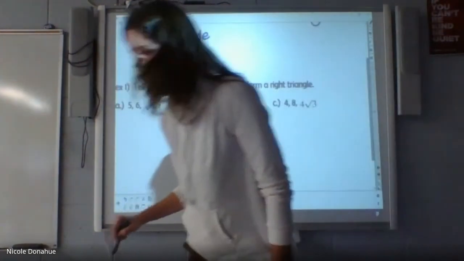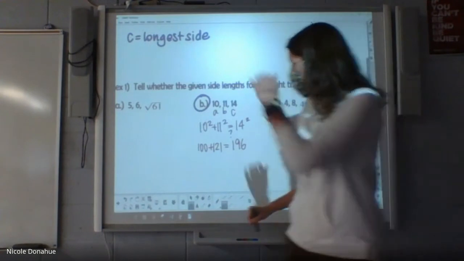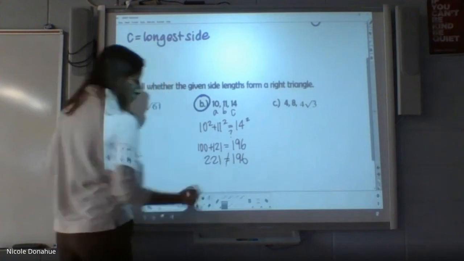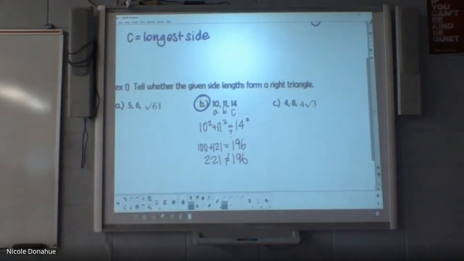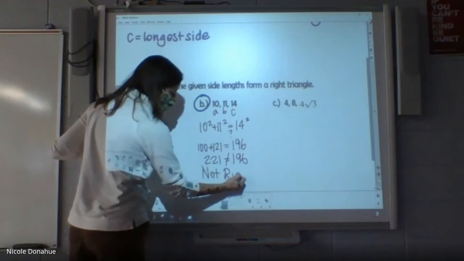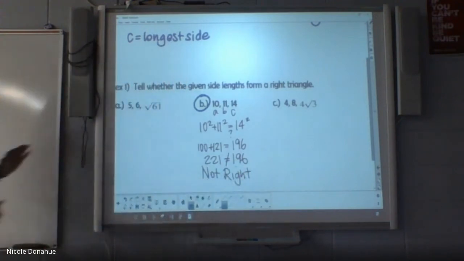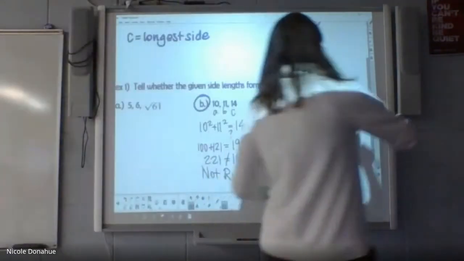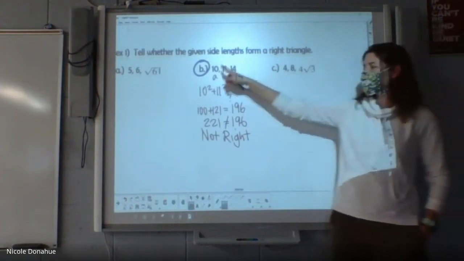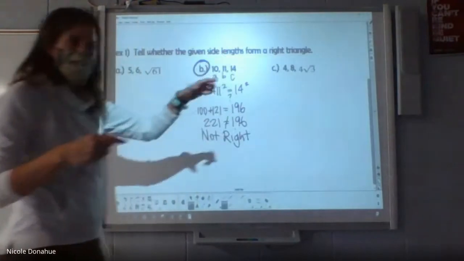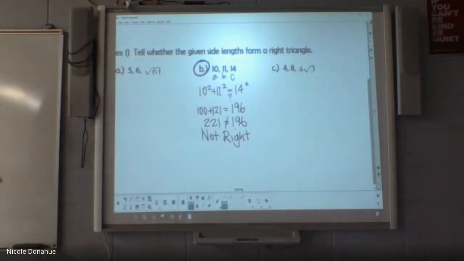So 14 squared is 196, I believe. So 221 does not equal 196, so this would not be a right triangle. Now, is this a triangle at all? Do you guys remember how we can tell if something forms a triangle? How do we know if those three sides would form a triangle? Do you remember that? Yeah. The two small sides larger. Right. So 10 plus 11 is more than 14. So it is a triangle. It's just not necessarily a right triangle.